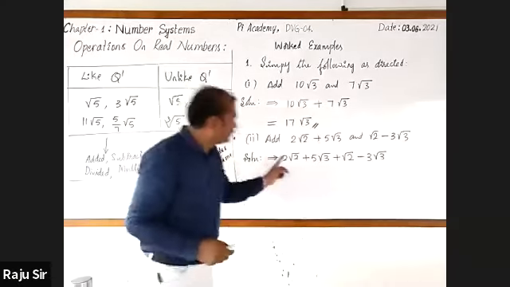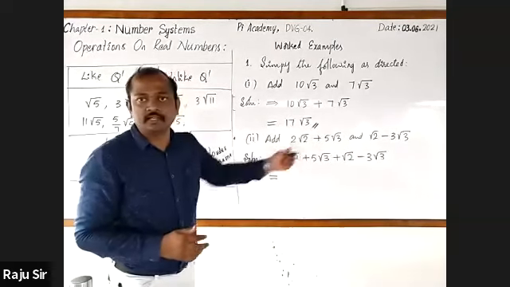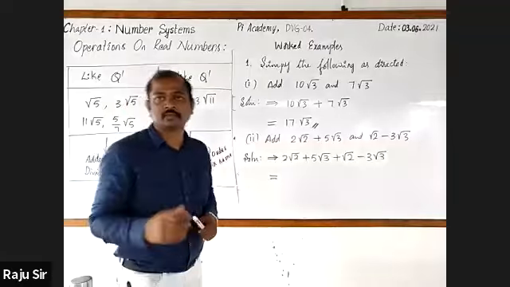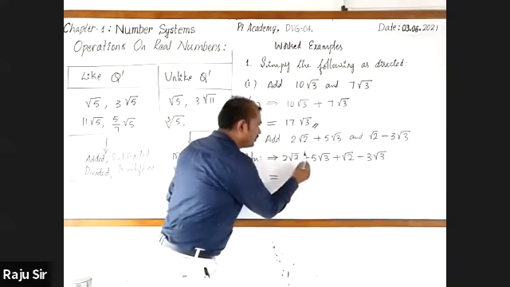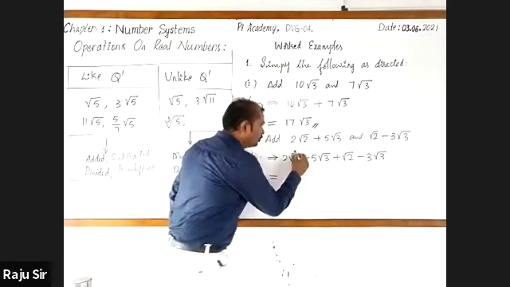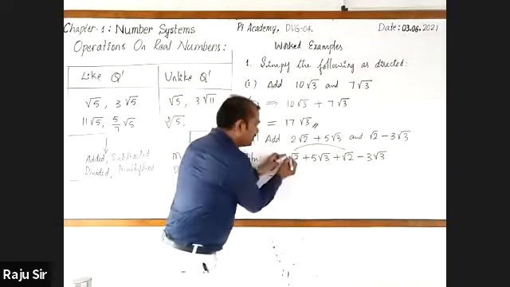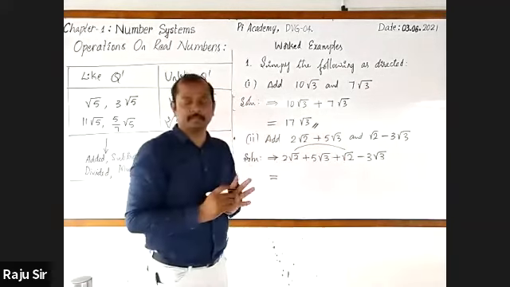Afrin, you identify the like sets or like irrational numbers. 2 root 2 plus root 2. Very good. 2 root 2 and root 2. These two are like, because the order is same. Not only that, the radicand is also same.